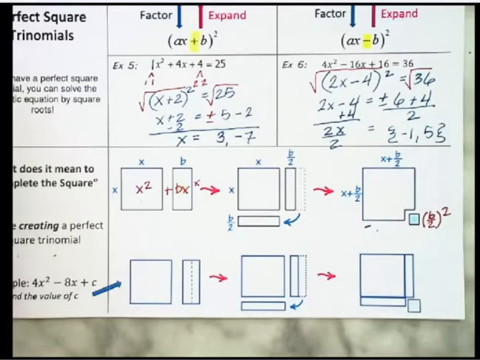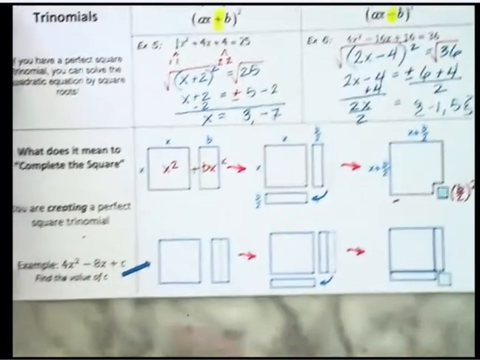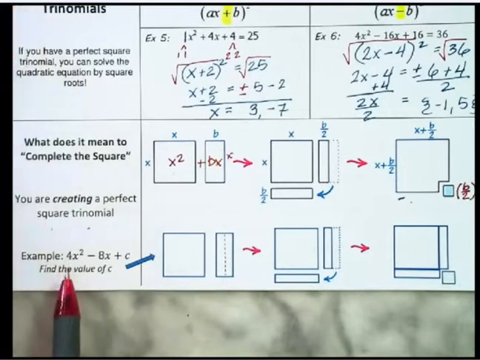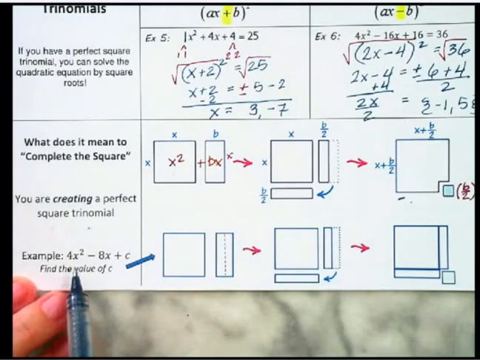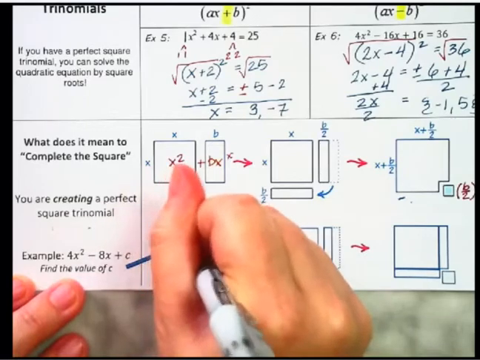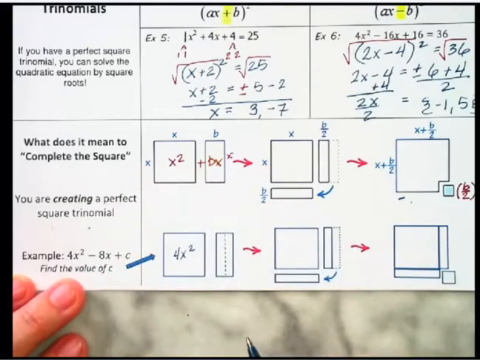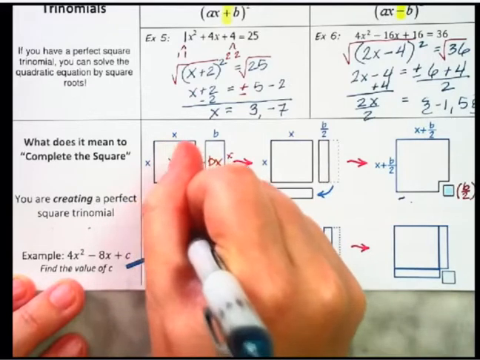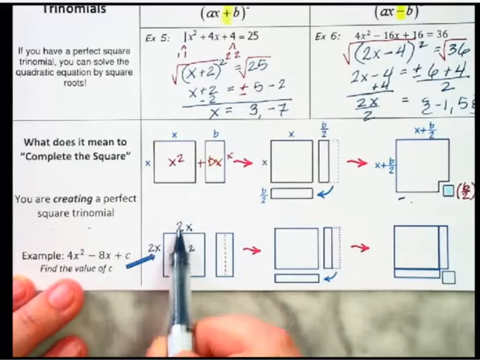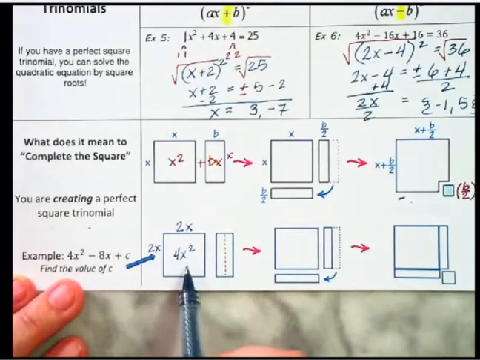So let's take a look at what this would look like with an actual trinomial. Here's my example. I have 4x squared minus 8x, and I want us to find the value of c. So I have 4x squared, and I want this to be in my square. In order to do that, I have a square that is 2x times 2x. 2 times 2 is 4, x times x is x squared.